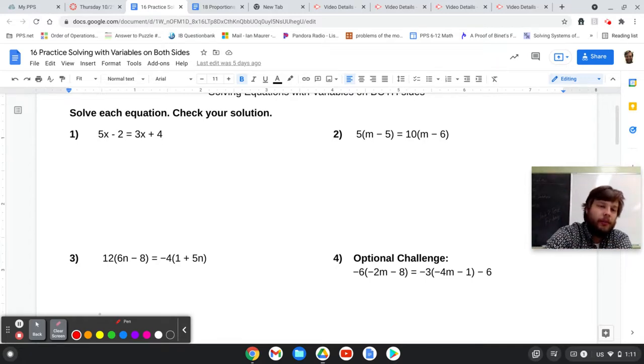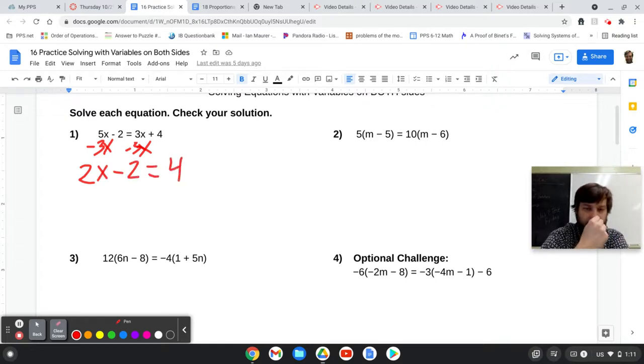So if I'm looking at number 1, I'm going to subtract 3x from both sides. I could have also subtracted 5x from both sides. I just chose 3x because it's a smaller number. Not that that's the only way you have to do it. 5x minus 3x is 2x, so I'm left over with 2x minus 2 equals 4. The 3x's were gone from the right side of the equation because 3x minus 3x is 0.